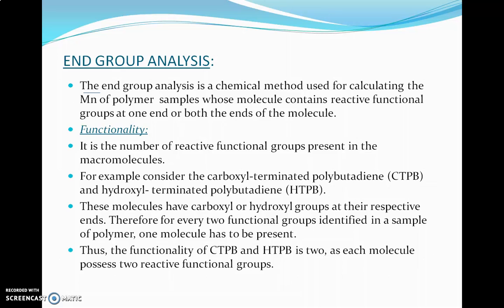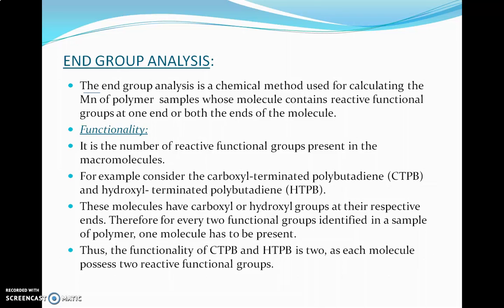So, the method of end group analysis can only be employed for those polymer chains that have the reactive functional group at one of the ends of the polymer chain or both the ends of the polymer chain. Only such polymer molecules show end group analysis. The number average molecular weight of such polymers can only be measured by using the method of end group analysis.